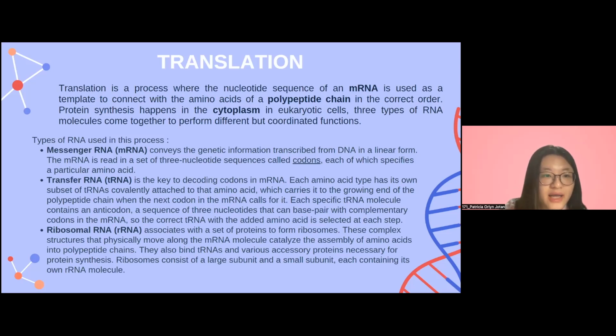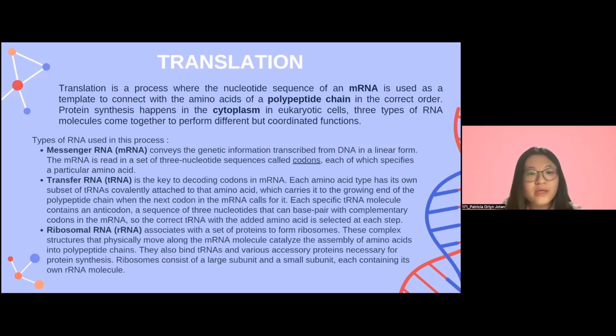Types of RNA used in this process, the first one is mRNA or messenger RNA, which conveys the genetic information transcribed from DNA in a linear form. The mRNA is read in sets of 3 nucleotides called codons, each of which specifies a particular amino acid. The second one is transfer RNA or tRNA.